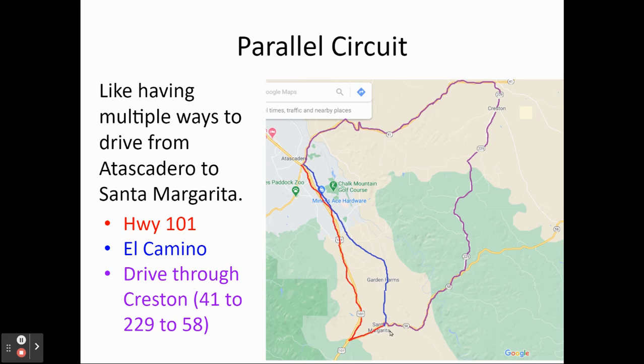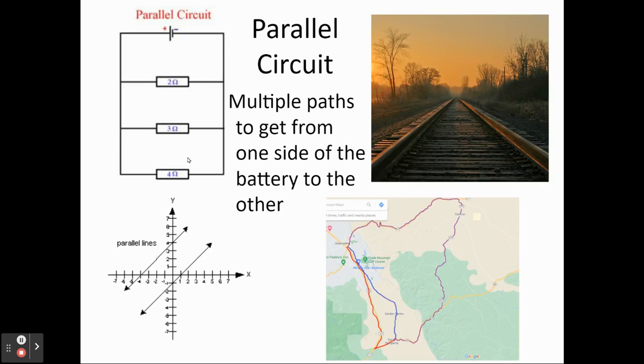I started and ended in the same place, but I had 3 different ways to go. So that's what a parallel circuit is like. So here I have my battery. This is what the battery symbol looks like. And I can go this way and I could travel and I could go through this resistor and go back to the battery. Or I could go through this one and go back to the battery. Or I could go through this one and go back to the battery. So all 3 of these are options for ways to go. So this would be an example of a parallel circuit.